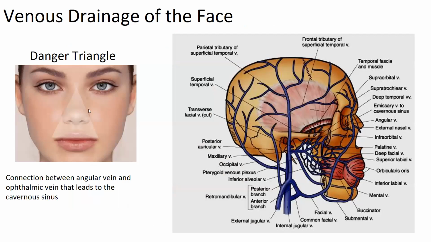Another super high yield thing with the face is the danger triangle. So they always say don't pop zits that are around your nose. And the reason is because there are no valves in these veins. So there's a connection between the angular vein and the ophthalmic vein that then leads directly to the cavernous sinus, which is kind of in the middle of the skull. And there's no valves there. So if something's infected on the surface, it can pretty easily go back to the cavernous sinus, at which point then there's clots and other pretty major issues that can be had. So infections around there, not good.